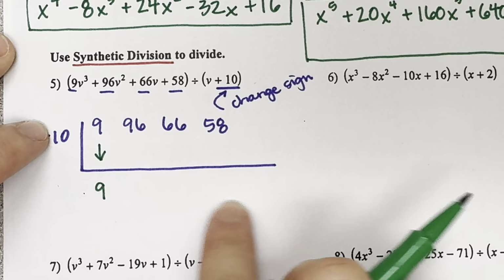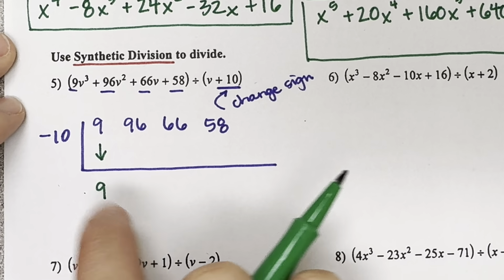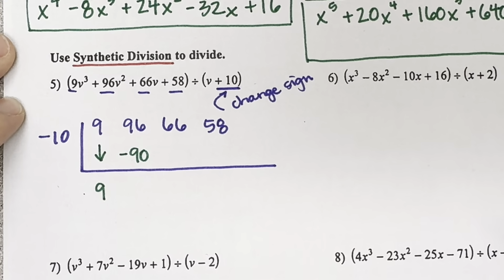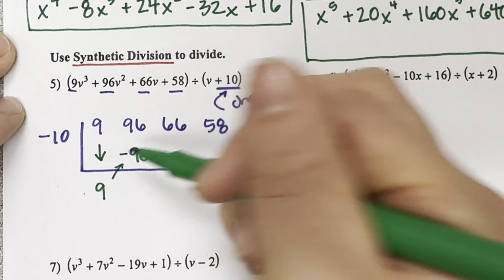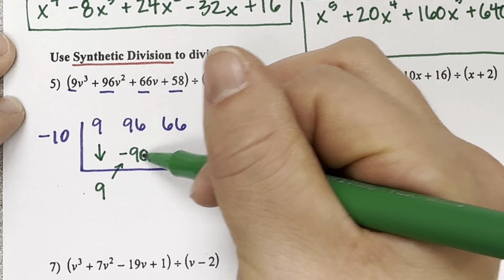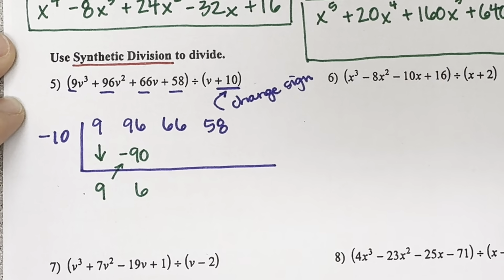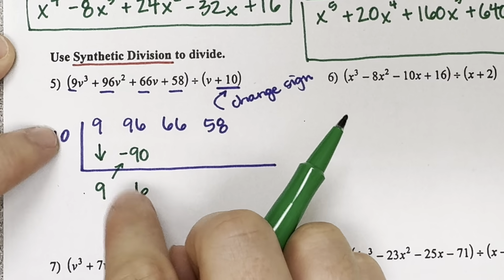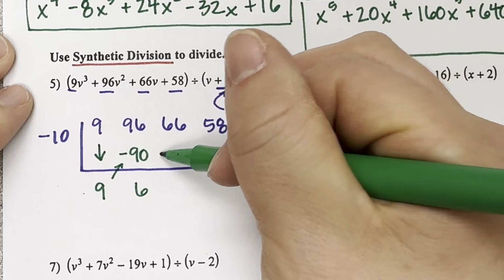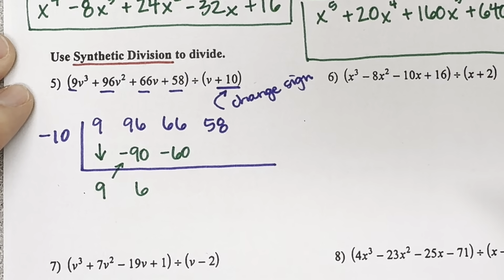Okay, any numbers on the outside here, we're multiplying to this negative 10. So 9 times negative 10 is going to give me negative 90, which goes in this next little spot. When you multiply, it goes in that next spot. Okay, 96 minus 90 gives me positive 6. Okay, again, I'm following this pattern where I multiply these two. 6 times negative 10 is negative 60.